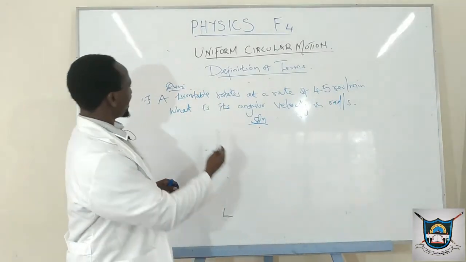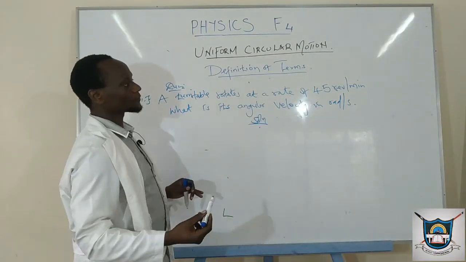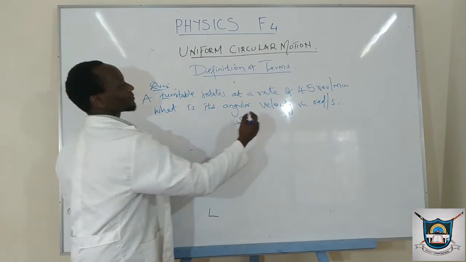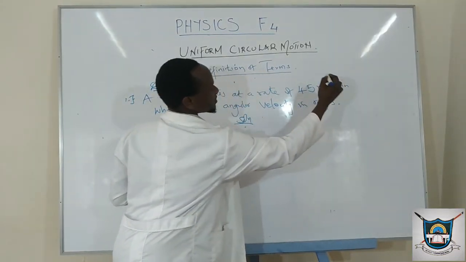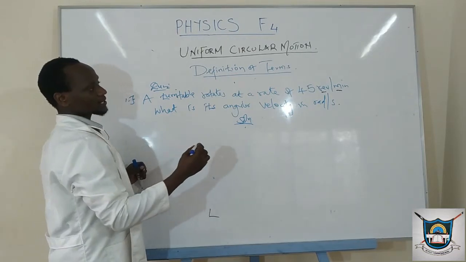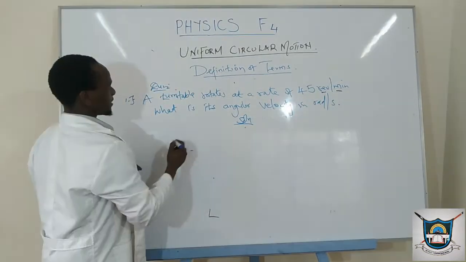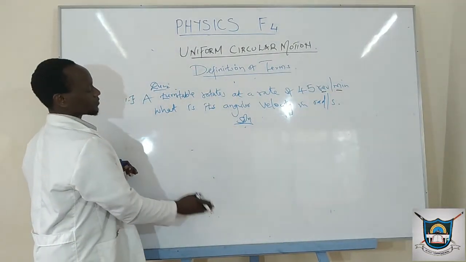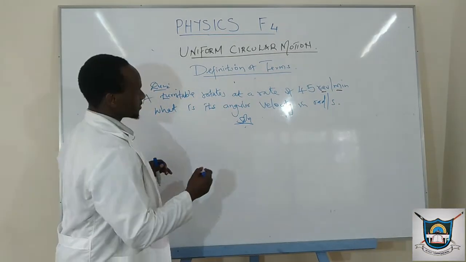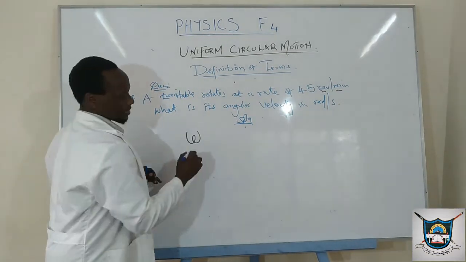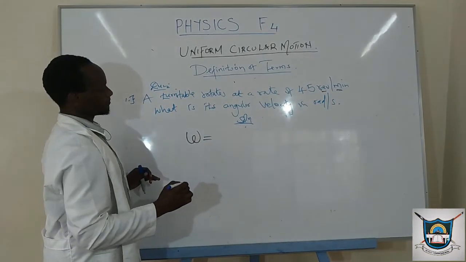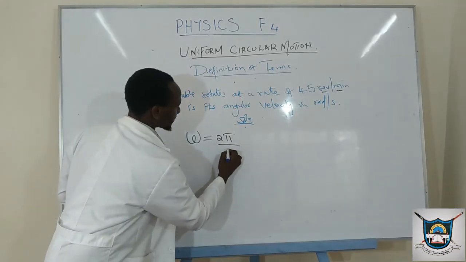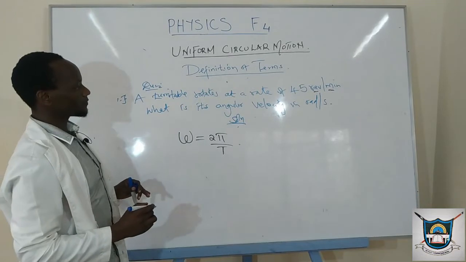So this is the question. A turntable rotates at a rate of 45 revolutions per minute. They have given you the frequency. The frequency has been given in terms of revolutions per minute, but you have to change this frequency to revolutions per second. So what is its angular velocity in radians? You have to remember the formulas that we have learned. We have learned this formula before: angular velocity equals 2 pi over T. That formula is very important.